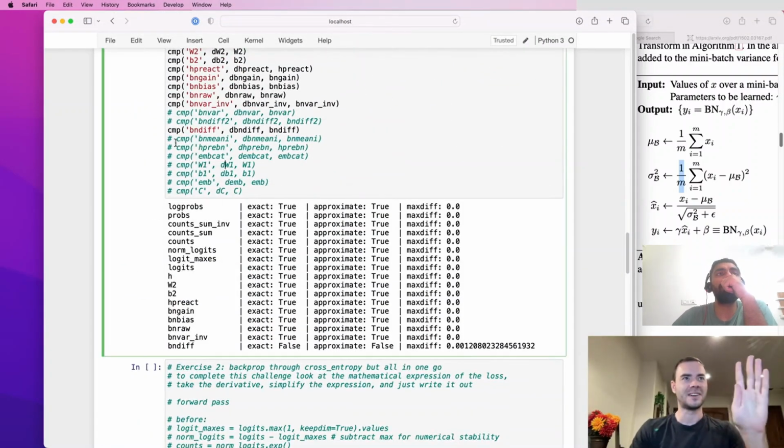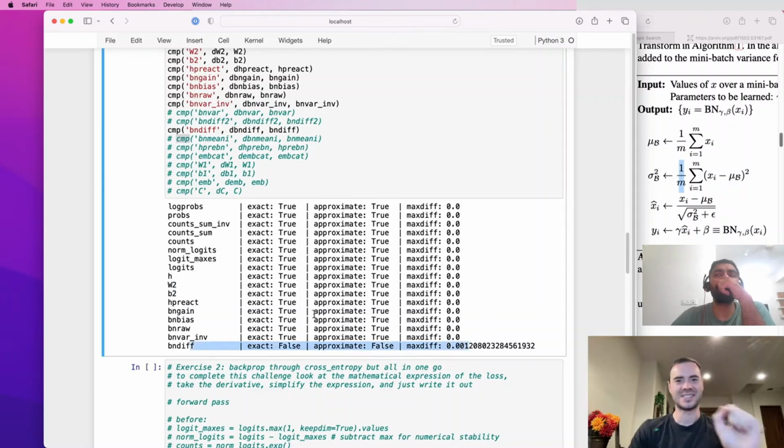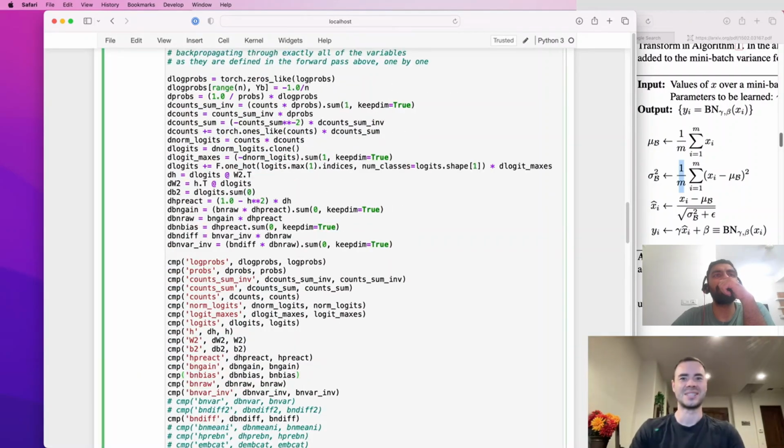For now, it is good to verify that cmp also works. It doesn't just lie to us and tell us that everything is always correct. It can in fact detect when your gradient is not correct. So that's good to see as well.